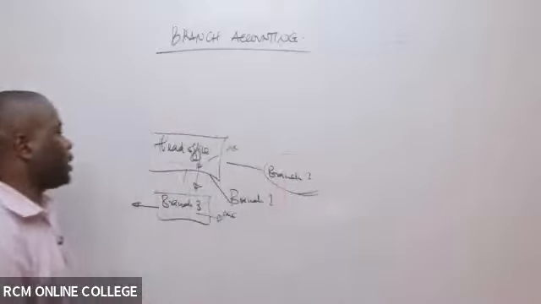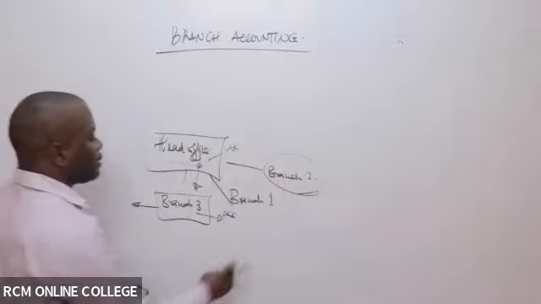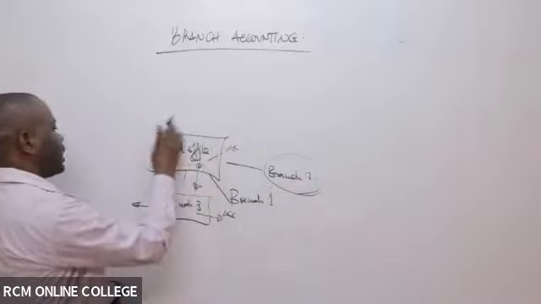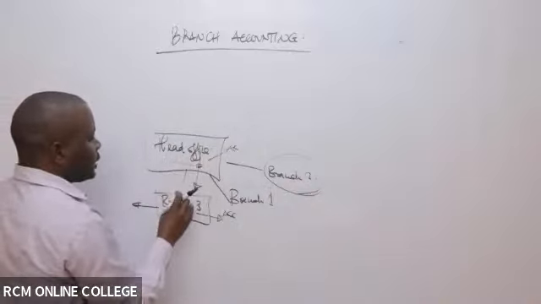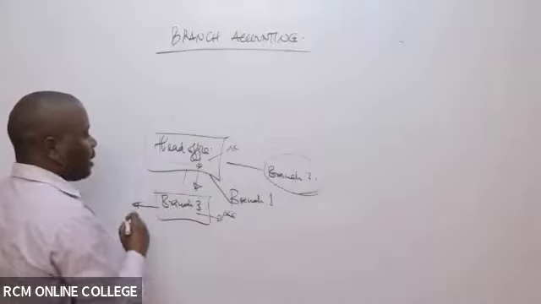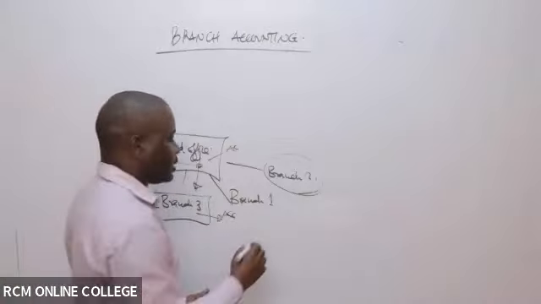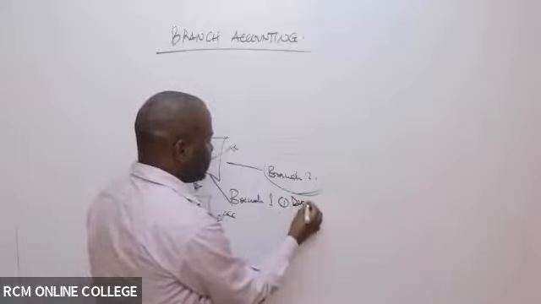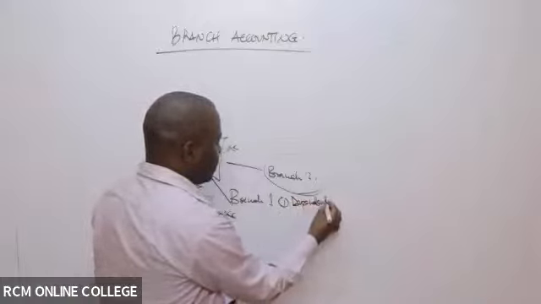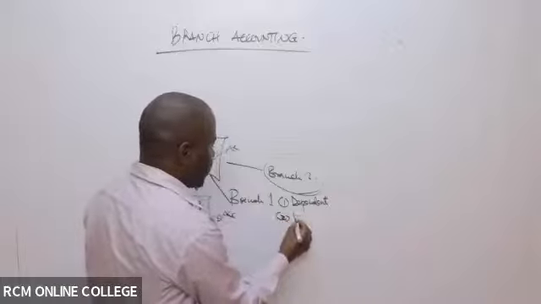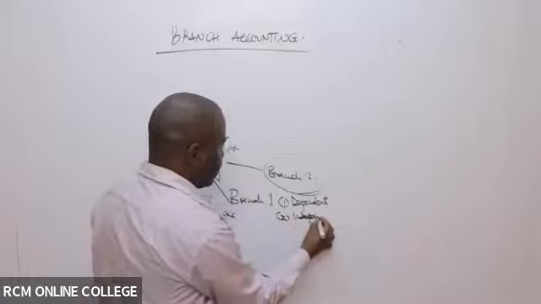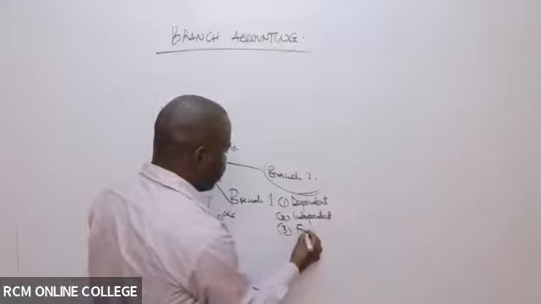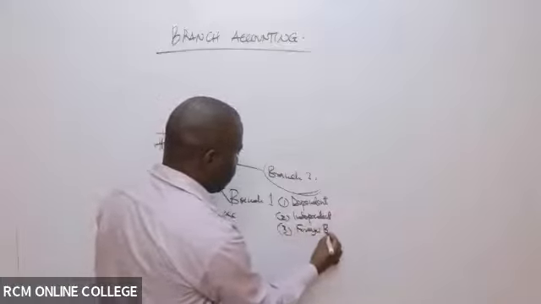Yeah, so in a situation where we have branches, we can have these branches independently undertake their accounting, or all the accounting can be undertaken at the head office. As a result of this, we end up having a number of types of branches, which we looked at already. We said you can have what we call dependent branches, independent branches, or foreign branches.